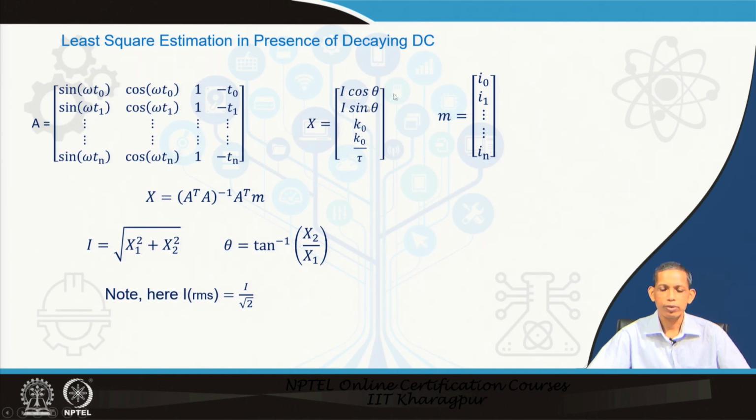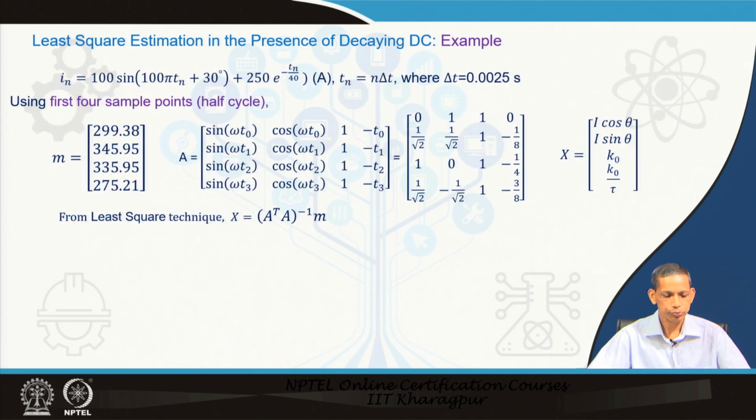X is to be found out, and the measurements or samples of the currents are available to us. Therefore, the unknown vector x becomes the left pseudo inverse of this matrix times the measurement vector. Then from there you can find the current magnitude as the square root of x1 square plus x2 square, and theta as tan inverse of x2 by x1. Note that for computing the RMS value, like in the phasor estimation technique, if you divide by root 2 we will get the corresponding RMS value.